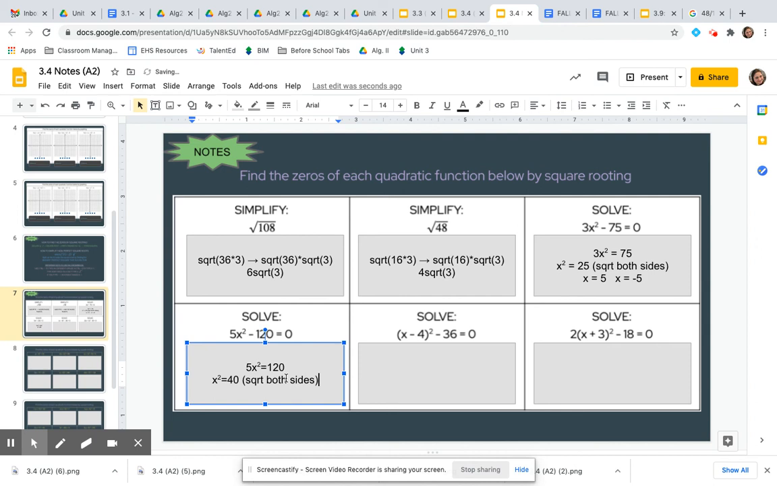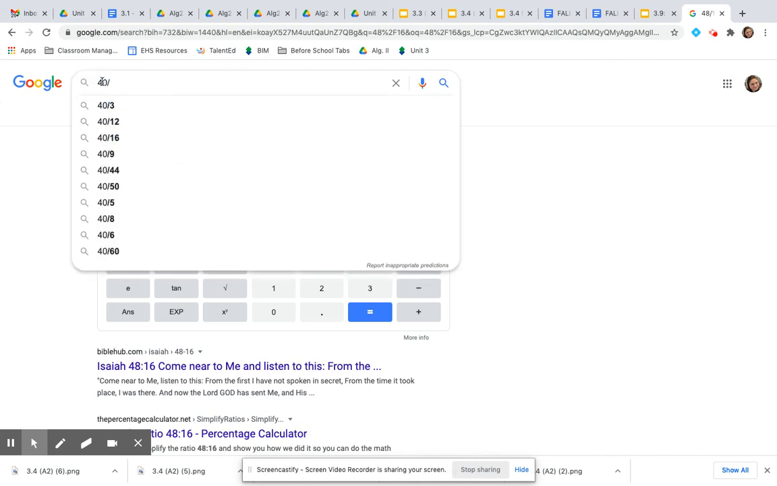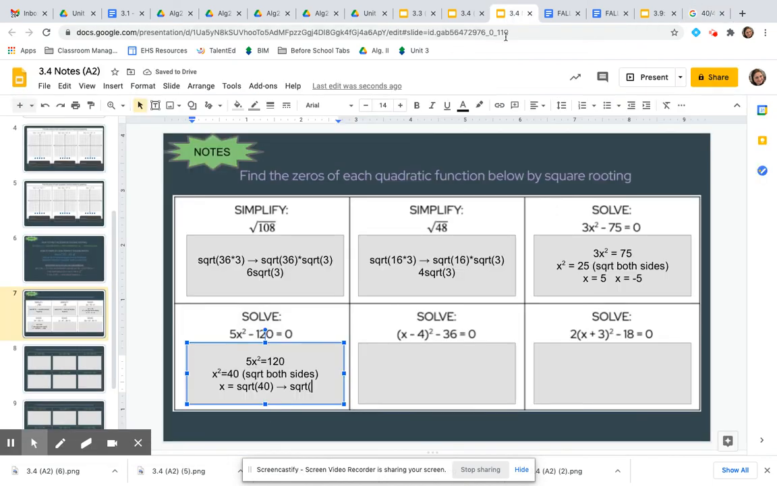But when I do the square root of 40, I need to simplify it, because the square root of 40 isn't a nice number. So I want to change that to the square root of two things that multiply to 40, one of which is a perfect square. So 40 divided by 4 is 10. 10 doesn't have very many other things that go into it, and neither of them are perfect squares. So that's actually my answer right there, 4 times 10. So x is going to be the square root of 4, which is 2, square root of 10.